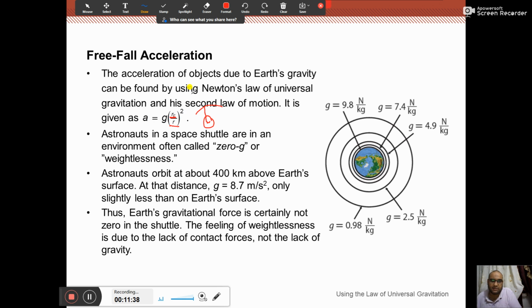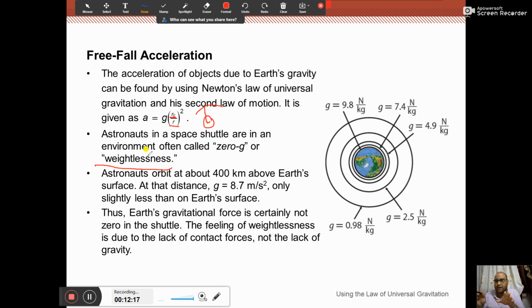The problem is not in the gravity. The problem is something called contact force. In space, there's a lack of contact force. Contact force is the force which holds objects touching each other, holds them together. In space, there is no contact force. So there is no contact between the Earth itself, the source of gravity, and the object. Due to the lack of this contact force, astronauts have something called weightlessness.